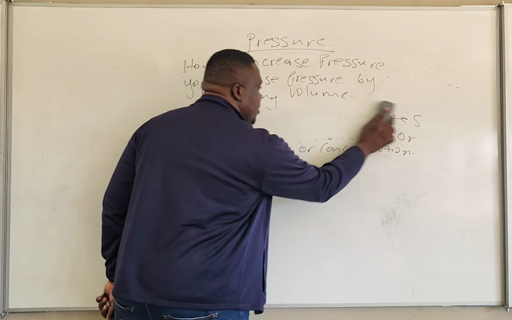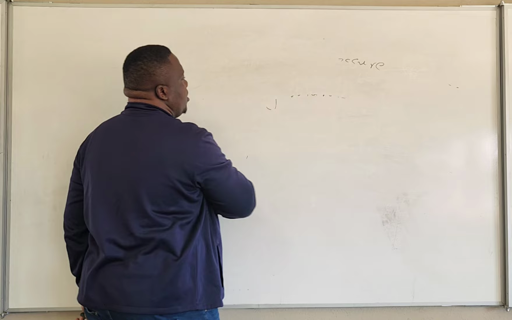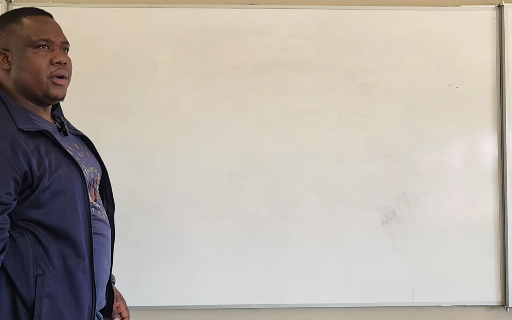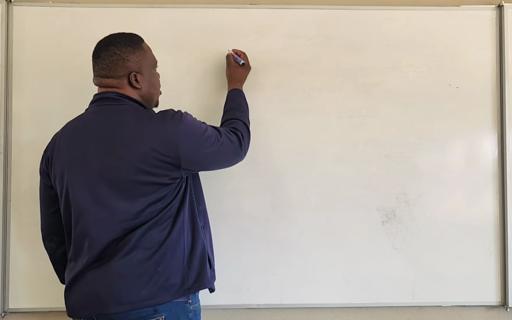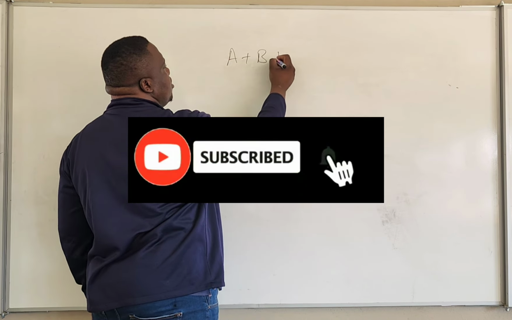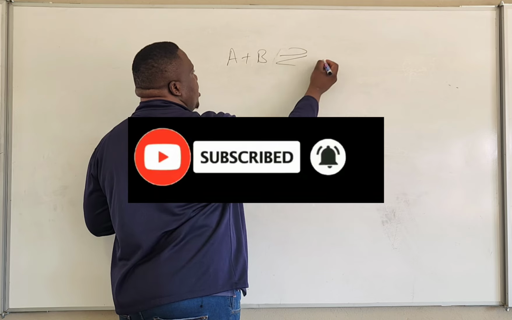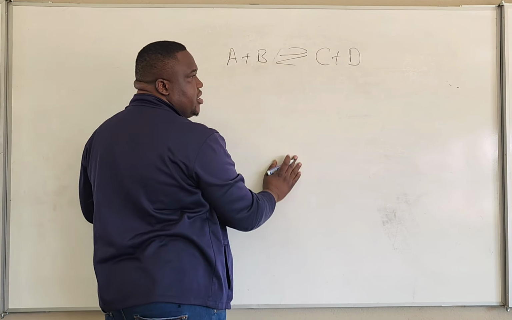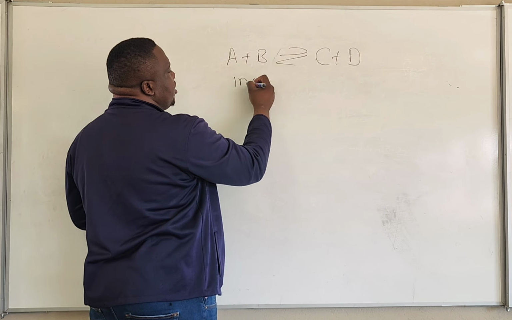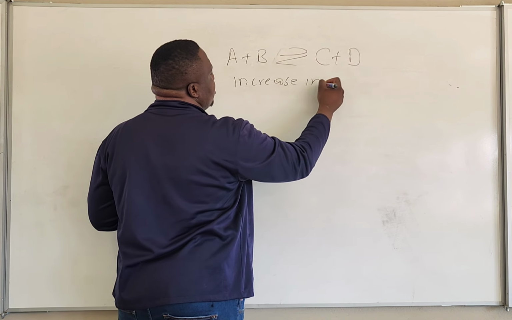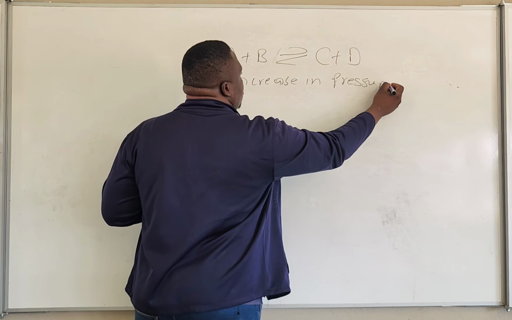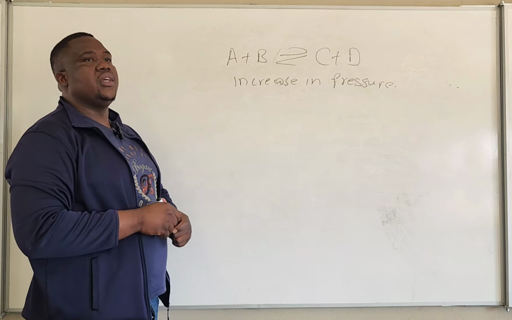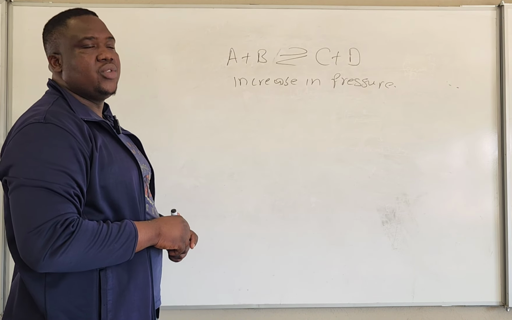I hope you understood this. How pressure affects equilibrium position. Okay, let's say we have A plus B, reversible reaction which forms C plus D. Then we have our reaction. Then we have an increase in pressure. What's going to happen when we increase pressure? Which reaction is going to be favored?